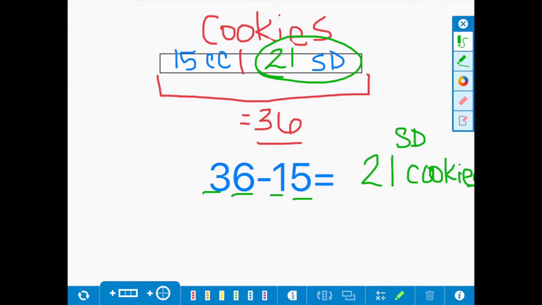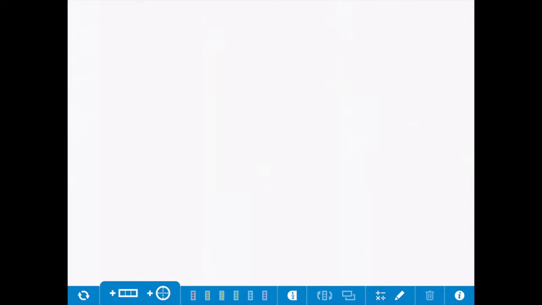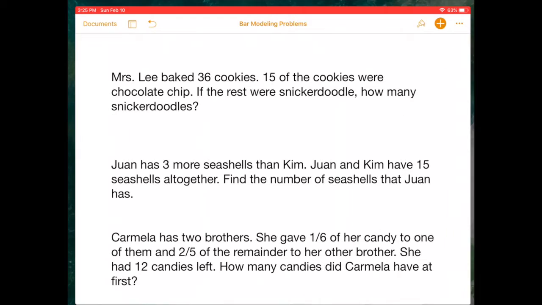But another bar model example is when we have sort of a comparison. We have two bars on top of each other. So I wanted to show that as well. I'm going to hit the bottom left-hand two arrows forming a circle to clear all. I'm going to hit yes. I'm going to take you back to pages to look at our second problem.